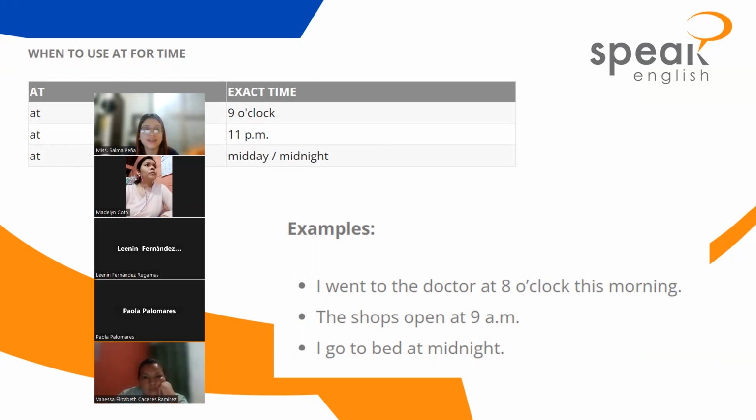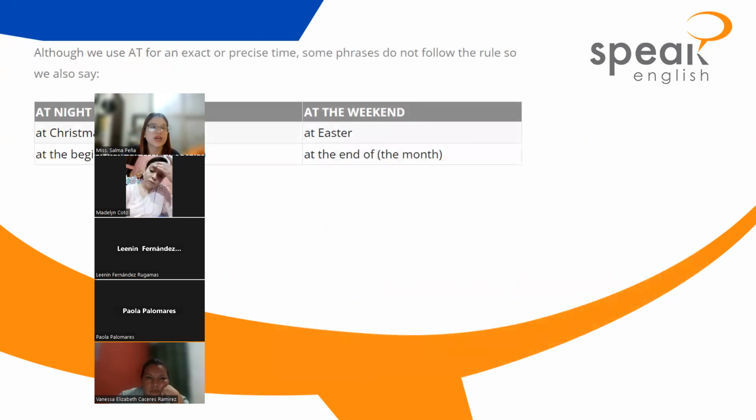Okay, perfect. So, at is to talk about exact and specific time, like 8 o'clock, 9 a.m., half past 7, which is the same as saying 7:30, and specific periods during the day. Midnight, we only have one midnight in all the day. Midday, only one midday. At night, we only have one night, for example, and that's all. But we have to be careful because we're going to have some exceptions. We use at for exact or precise time, but some phrases do not follow the rule, so we say they are exceptions.